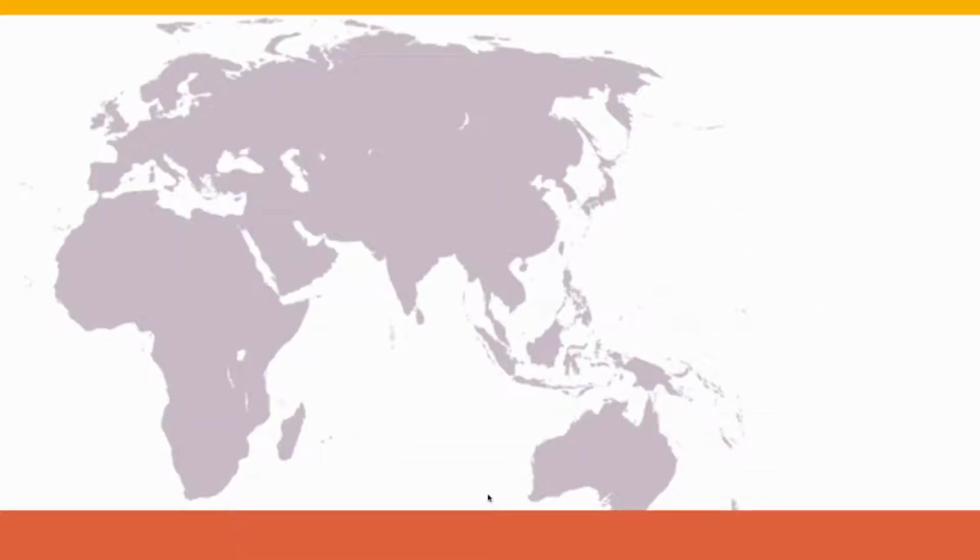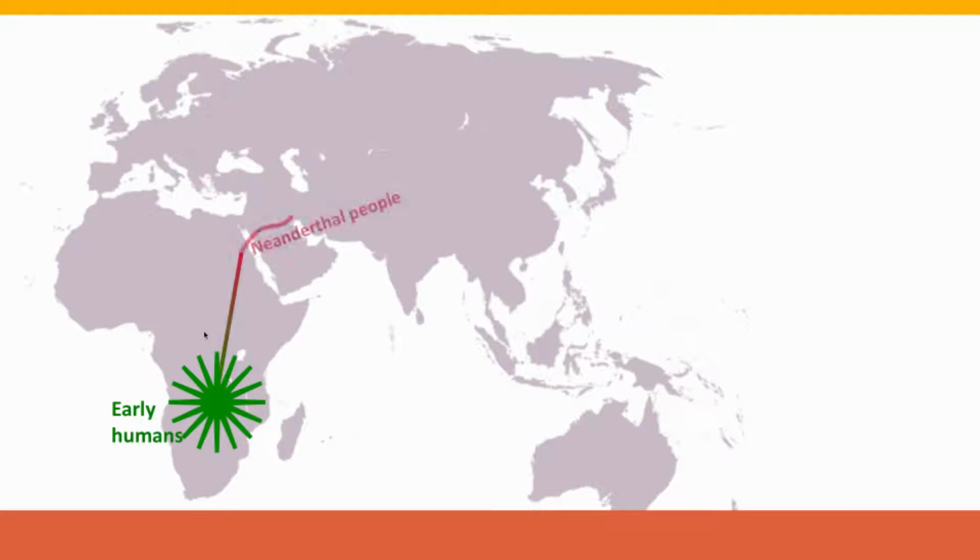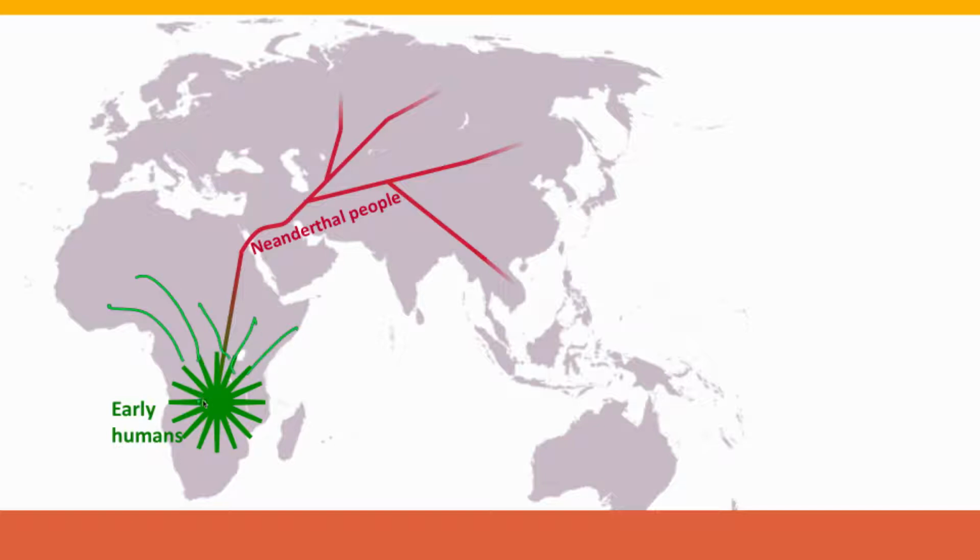So here's my drawing of a summary of what we know about what happened in human evolutionary history. Again, early humans originated in Africa, and within Africa, they spread and diversified. And at some point, a subgroup of these people migrated out of Africa, this was several 100,000 years ago. These people migrated out of Africa into Europe and Asia. And these are the people that we call the Neanderthals.